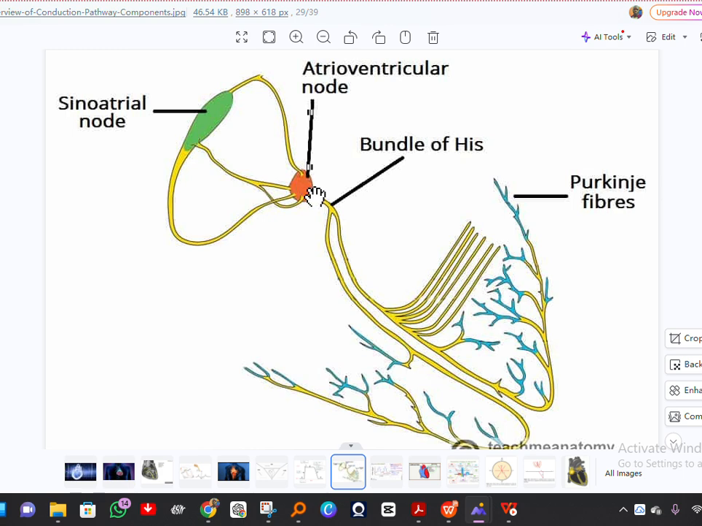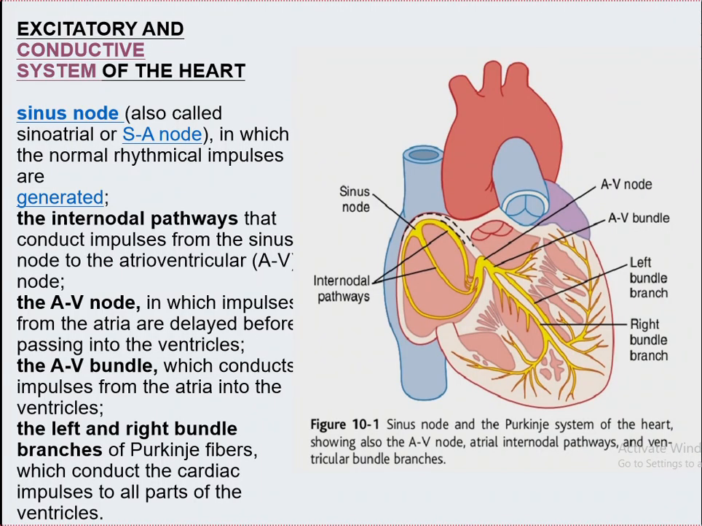From the AVN, we have the bundle of His. Then the bundle of His will divide into two main bundle branches, bundles of fibers, the right bundle branch and the left bundle branch. The left bundle branch will supply the left ventricle, and the right bundle branch will supply the right ventricle. So that's the brief functional anatomy there.